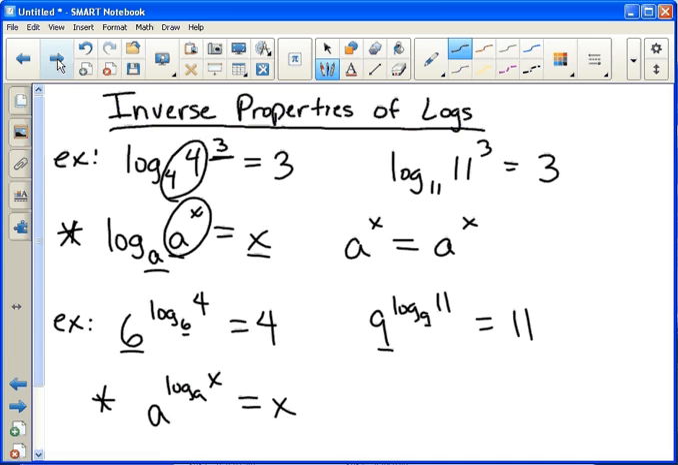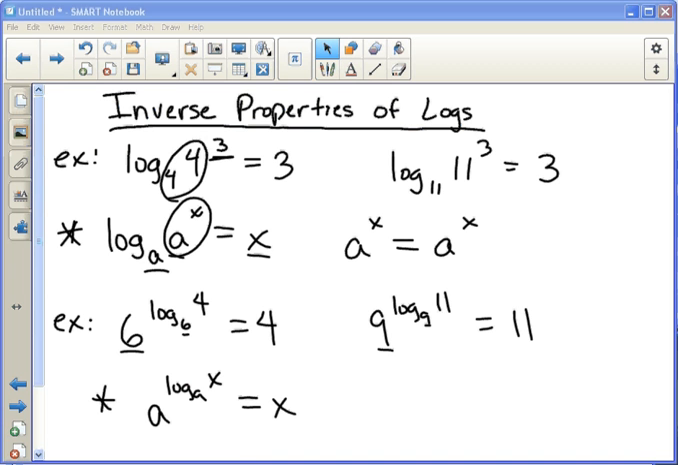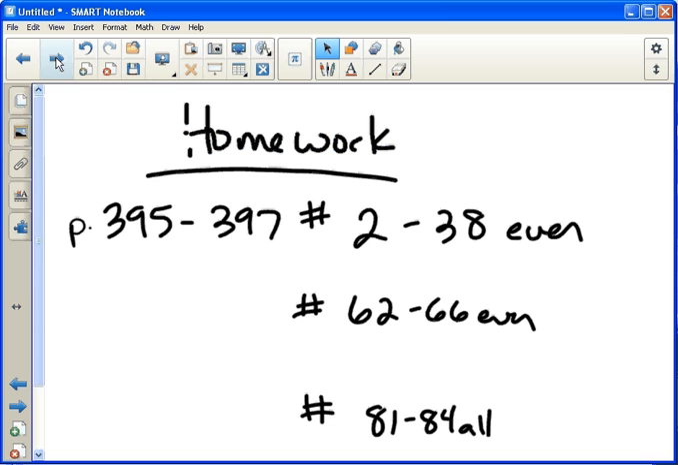And that completes the notes for today. If you haven't already done it, the homework for this section is page 395 to 397, 2 through 38 even, 62 to 66 even, and then 81 to 84 all.